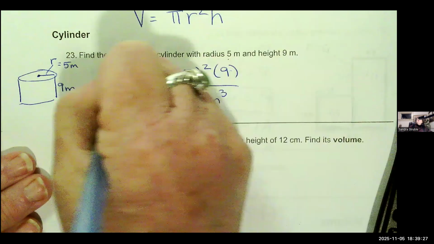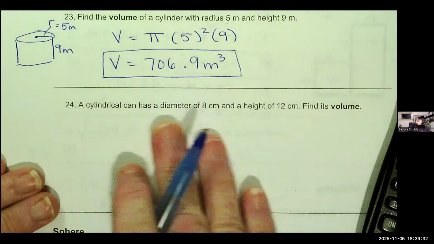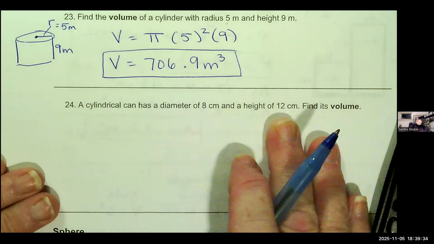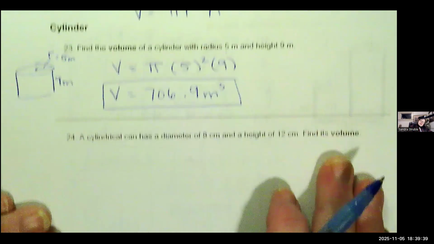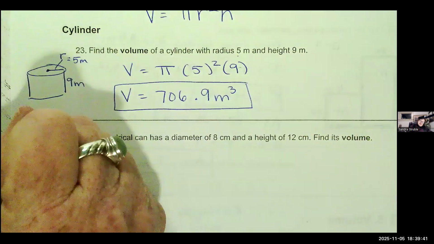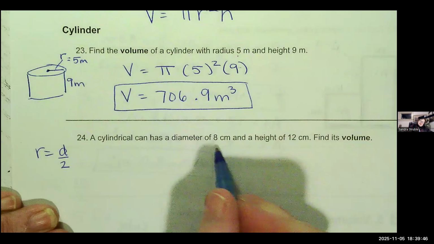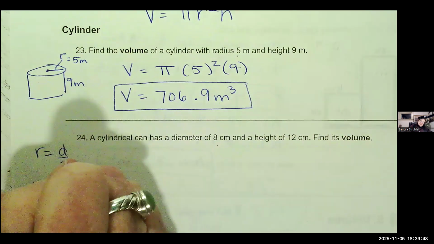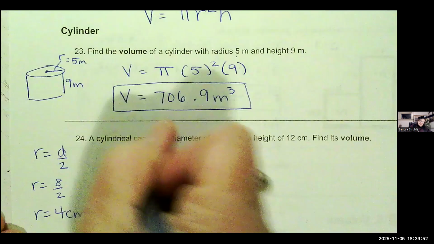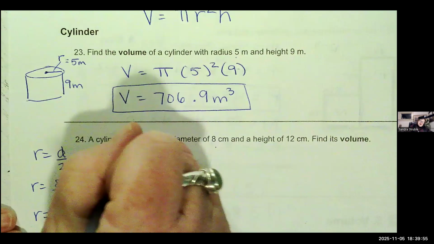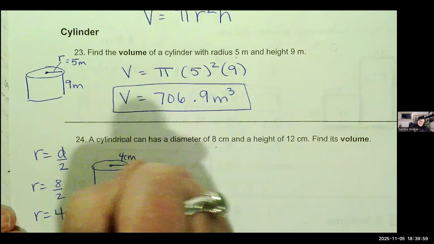The next one is a cylindrical can, has a diameter of 8 centimeters and a height of 12 centimeters. Find its volume. We can't find the volume until we find the radius. And remember, radius is diameter divided by 2. The diameter is 8. Divide that by 2, so the radius is 4 centimeters. Do another drawing so you can see it. So our radius is 4 centimeters. The height is 12 centimeters, not drawn to scale.